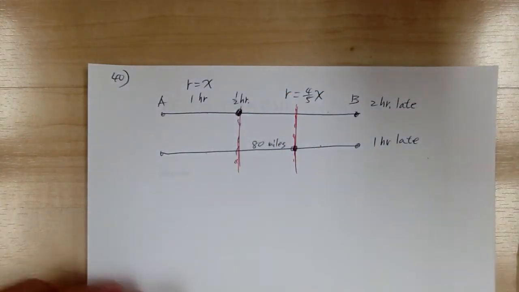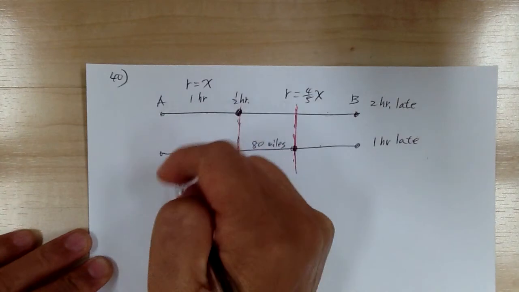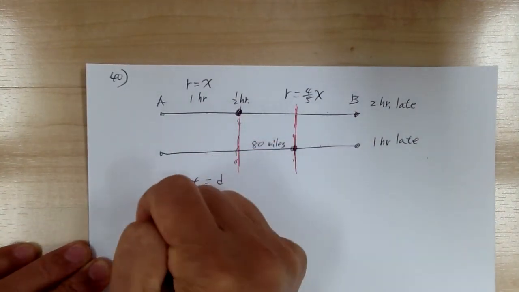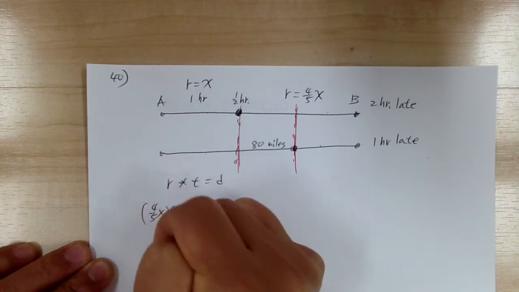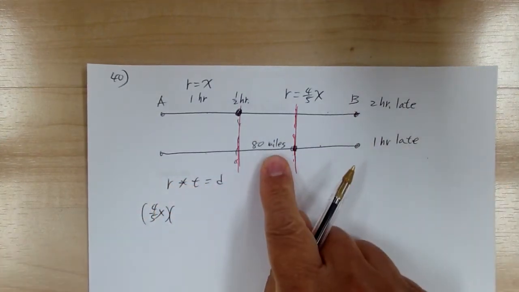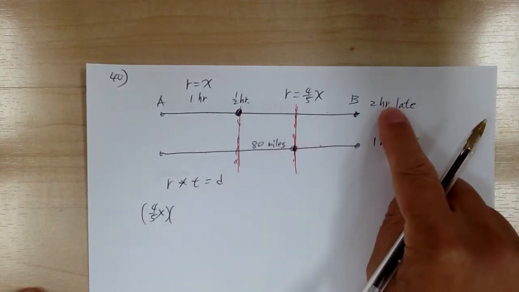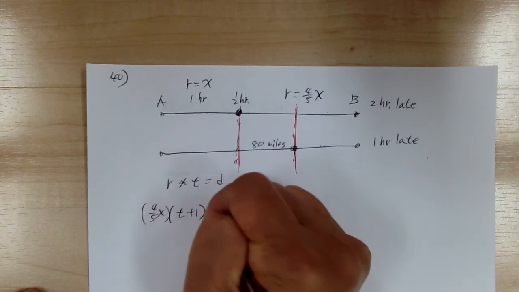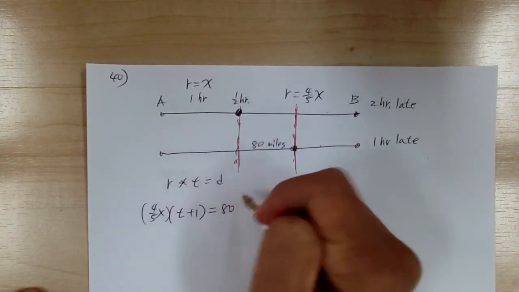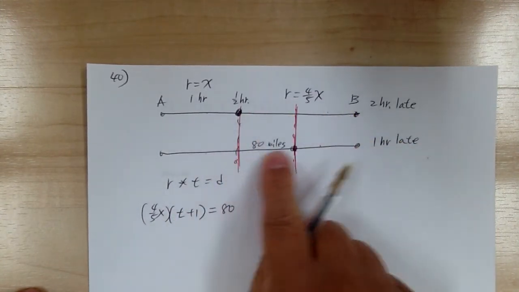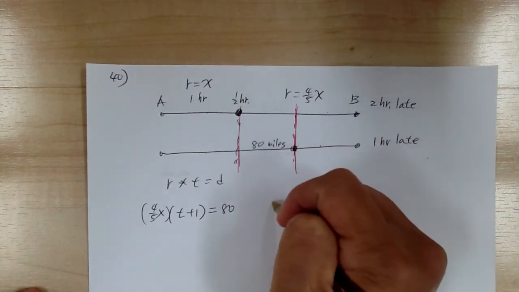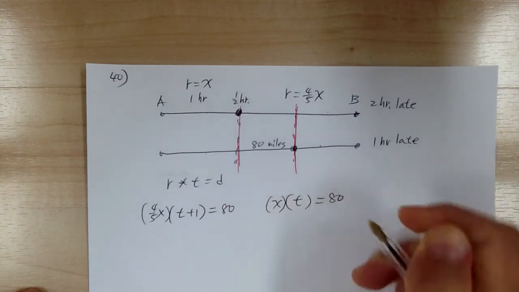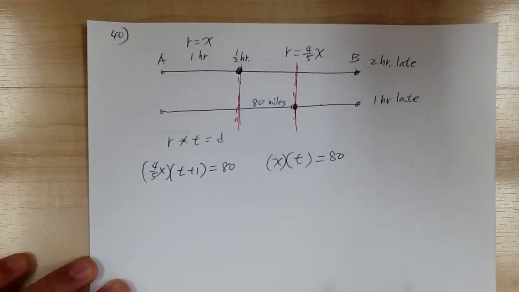Okay. So we're going to write the equation. For this part, again using the rate times time equal to distance. Over here the rate is 4/5x. The time, I'm going to use this as my reference. So this will take 1 hour more than this. Therefore, the time would be t plus 1. And the distance is 80 miles. This one over here would just be the rate x times time equal to 80. So now you got two equations.